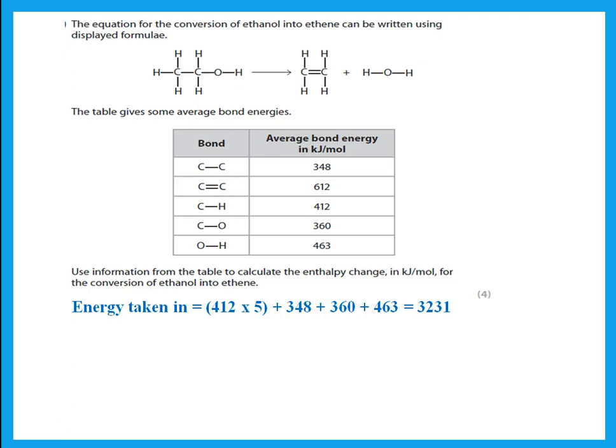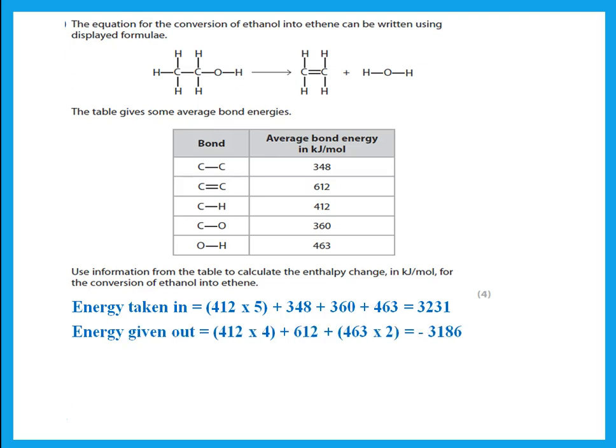Plus, what other bonds do I have in the reactants before the arrow? I have a C single bond C, so that needs 348. I have a C-O bond, that needs 360. I have an O-H bond, that needs 463. So the total energy needed to break the bonds in the reactants is 3,231.